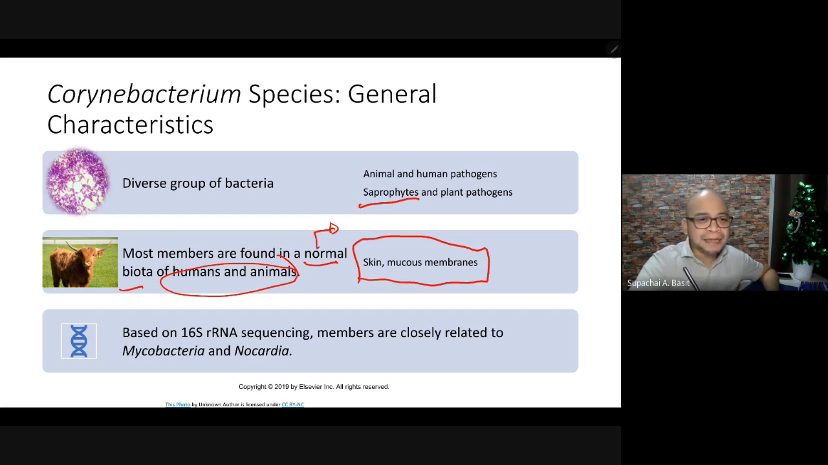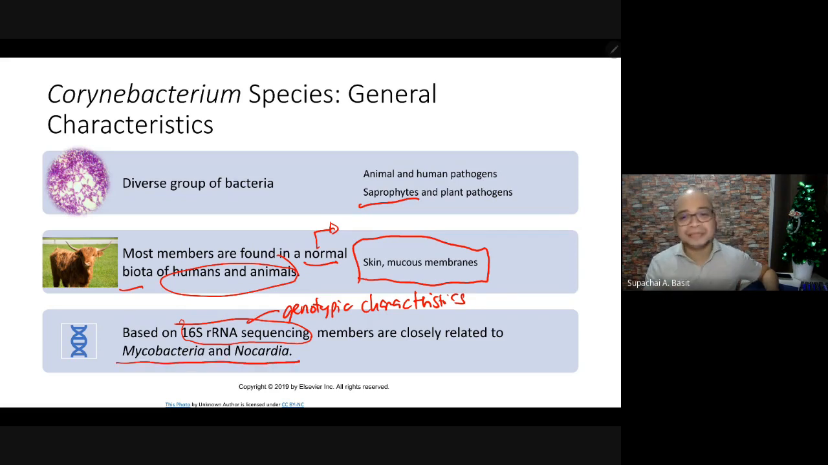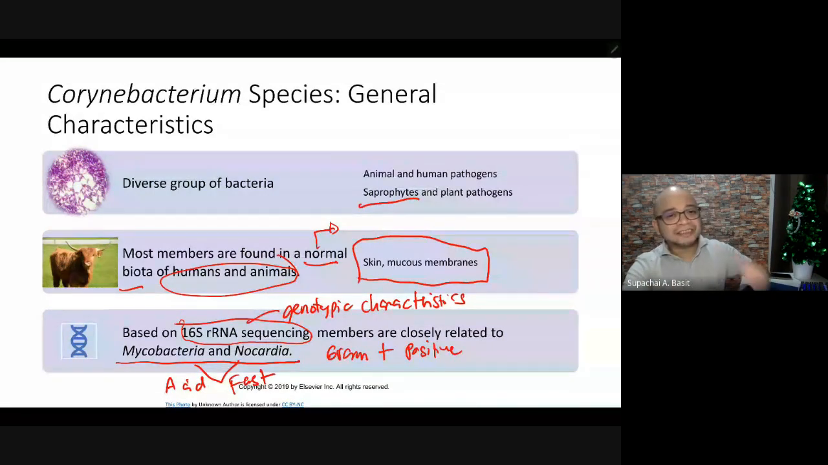And based on 16S rRNA, which refers to the genotypic characteristics, they are closely related to Mycobacterium and Nocardia. That's understandable because Mycobacterium and Nocardia are actually gram-positive bacilli, although both of them are said to be acid-fast. So that's the general characteristics of Corynebacterium.